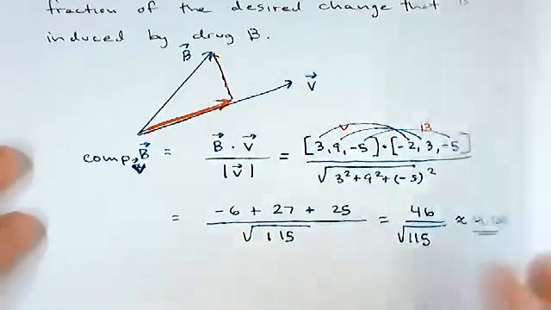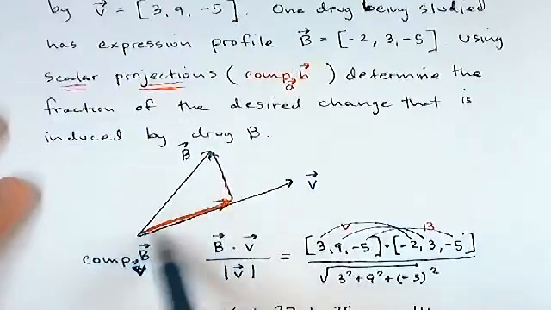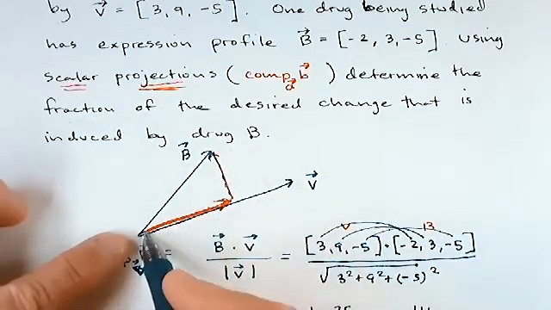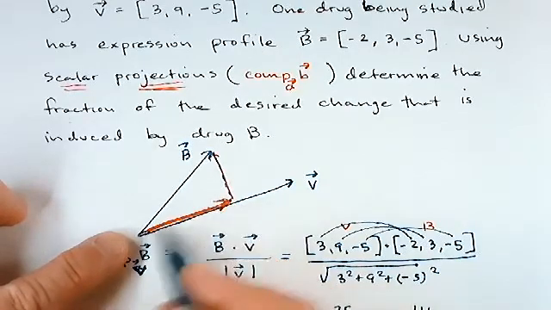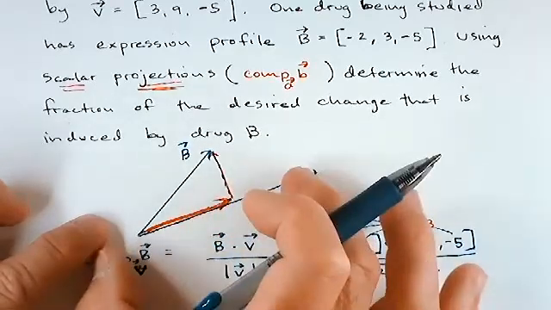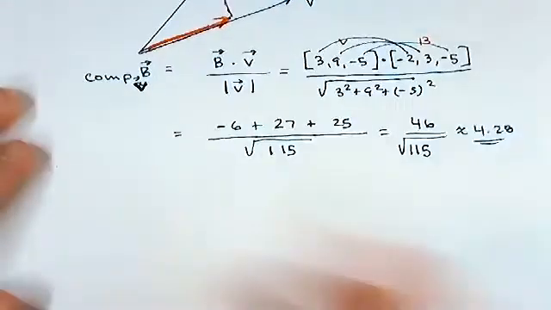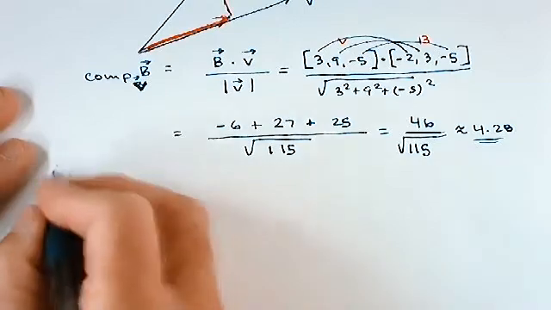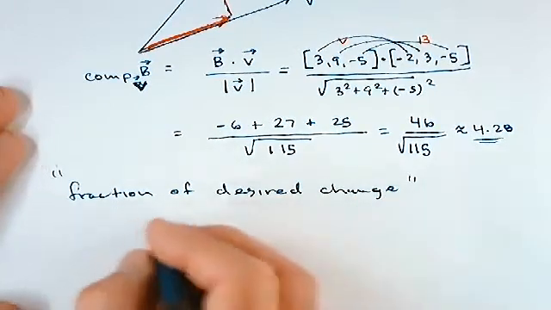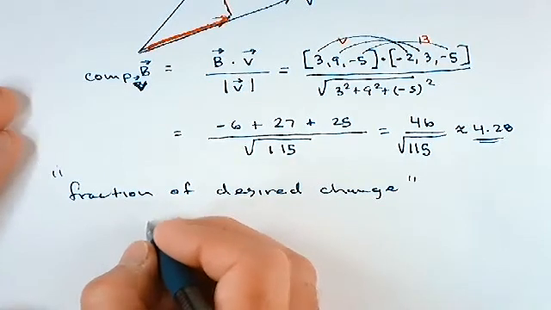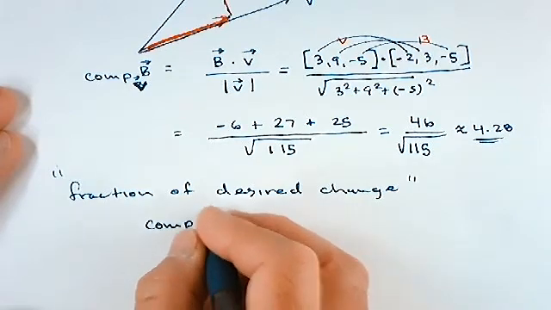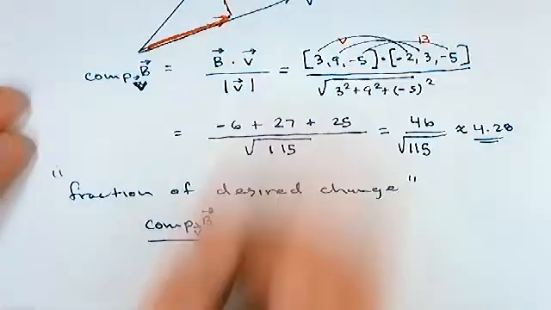Okay. Now the final answer to the question. What they're basically asking is, fraction-wise, what fraction of the desired change is induced by drug B? We now know this length. We want to know how much of V we captured. So we want to find the percent: this length divided by the total length. That gives us the fraction of the desired change. It's what we just found, the component of B onto V, divided by the length of V, which is the magnitude of V.